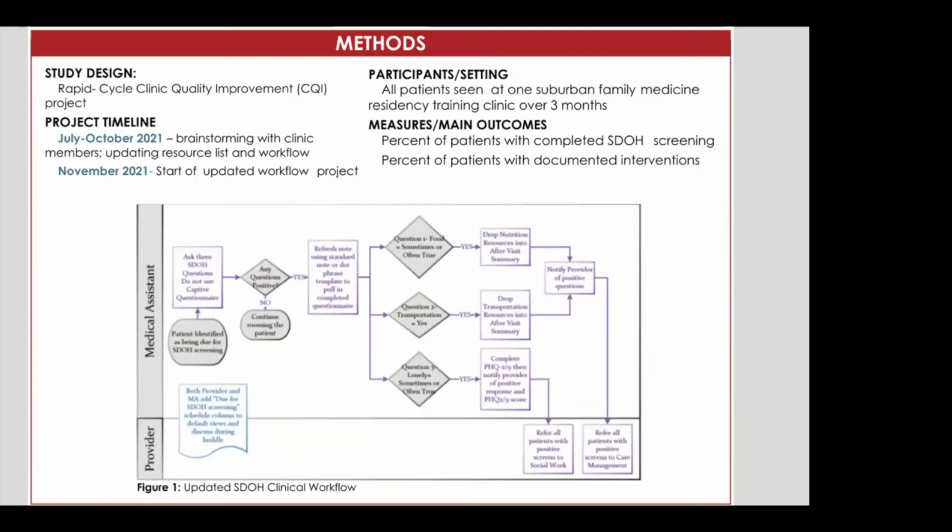Our study population were all the patients seen within our family med clinic at the Sugar House Clinic. And our measures were the percentage of patients screened with our 3-question tool, looking at food insecurity, transportation issues, and loneliness. And then how many of these patients had interventions, including resources in their after-visit summary or referrals to care management or social work documented within our EPIC electronic medical record.